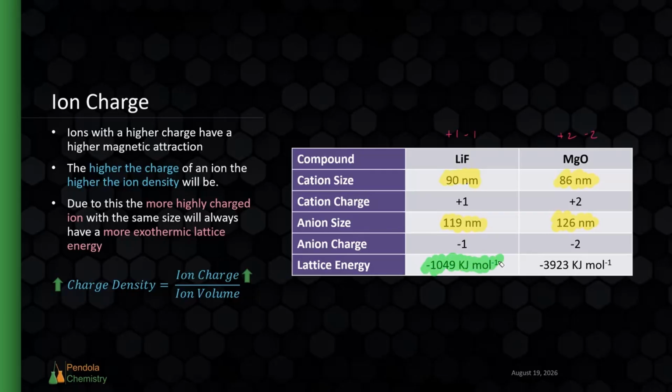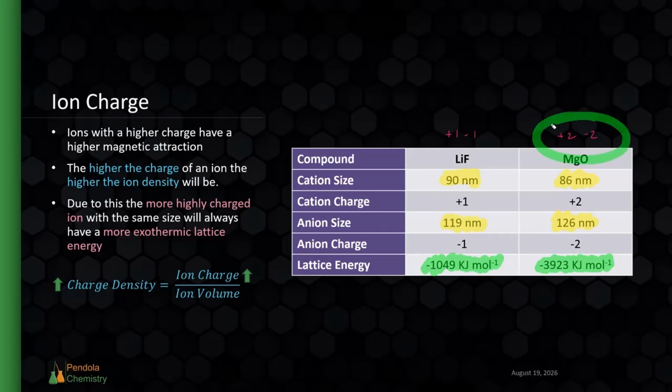The lattice energy for lithium fluoride, which has a +1 and -1 ion, is -1049. The lattice energy for magnesium oxide, where both ions have a charge of plus 2 and negative 2, is negative 3,923. Why does this happen?